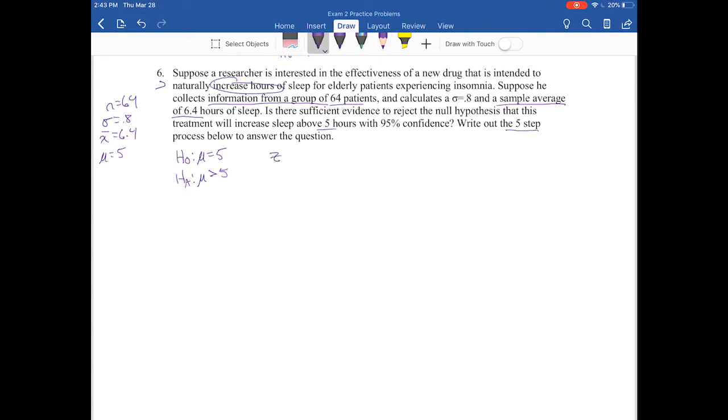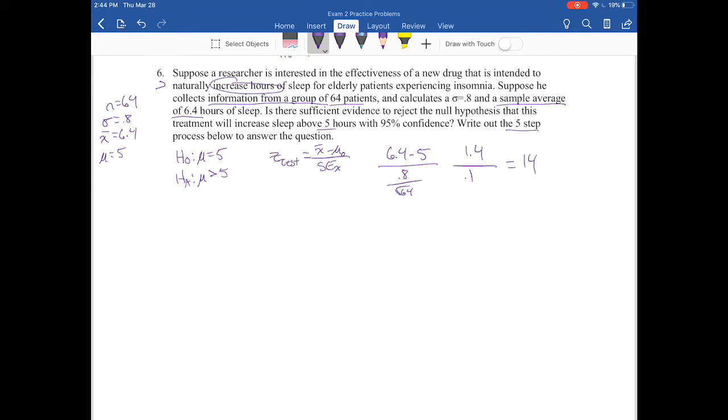And remember, the z-test is very similar to a z-score, a little bit different, but we're doing kind of the same stuff, where it's going to be our x-bar minus our mu hypothesis over the standard error of x. Standard error of x is the standard deviation over the square root of n. So when we put this all together, our x-bar is 6.4 minus 5 all over 0.8 over the square root of 64. Simplifying this down a little bit, step by step, because that's how I like to do it, we're going to get a value of 14.